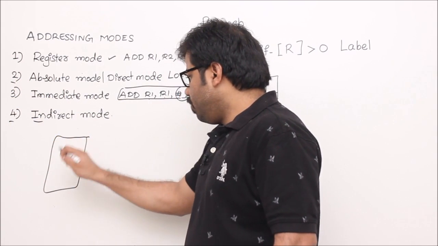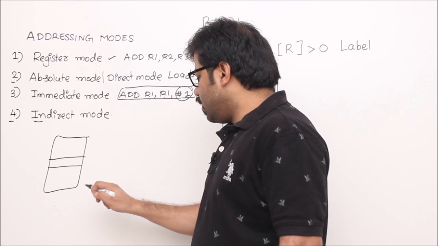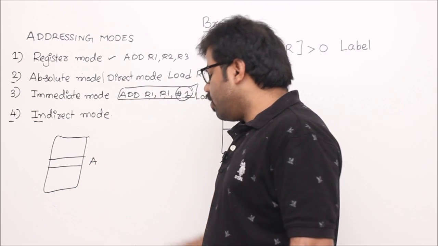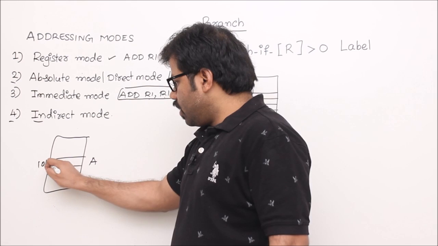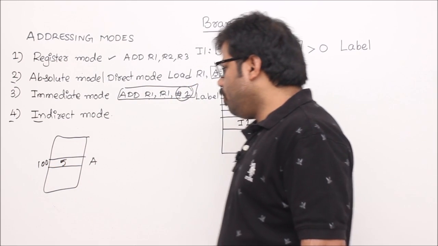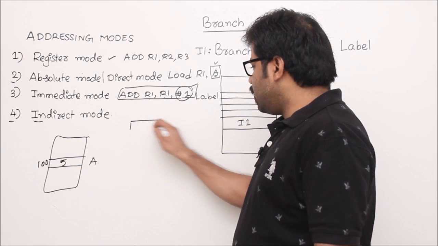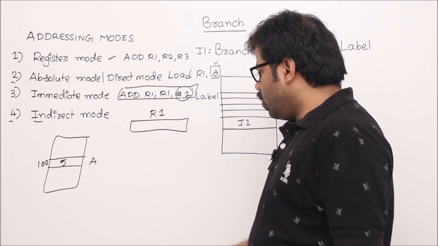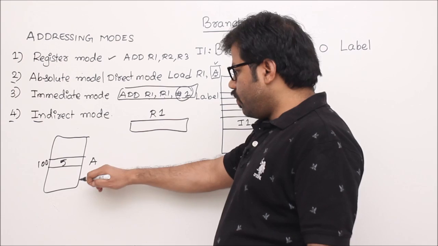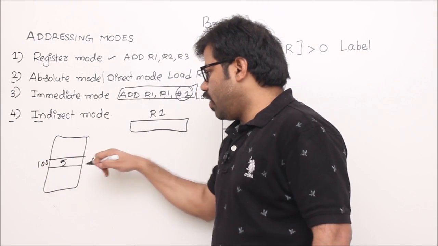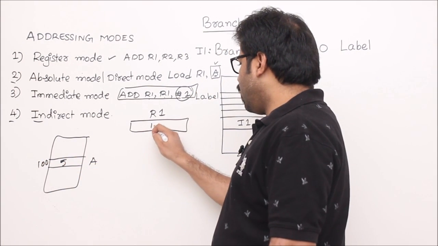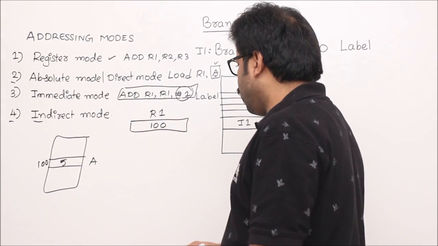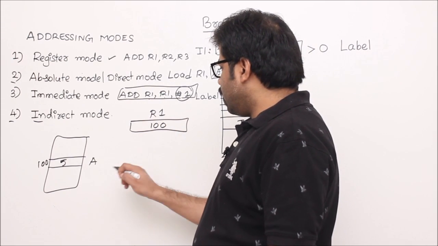This is your memory. Assume that this is a memory address A, 100 maybe. There is a value 5. Now there is a register called R1. In that R1 you have the address of this memory location. What is the address of this memory location? 100. Now see this instruction.